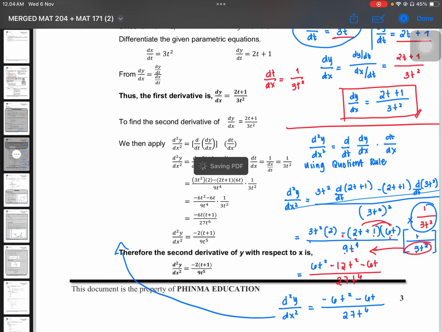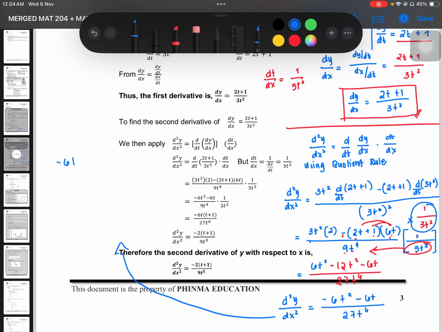Negative 3. Sige, labasan natin si negative 6. We have negative 6t. So, kapag nilabas yan, matitira na lang is t plus 1, all over 27t raised to 6. Okay. So, ano ba ang common factor?